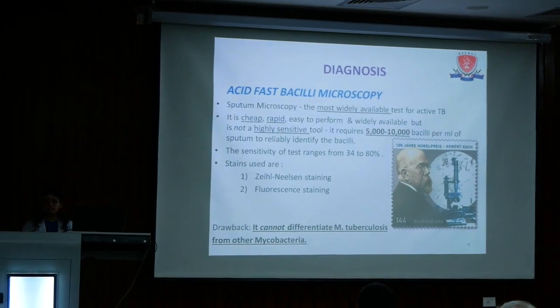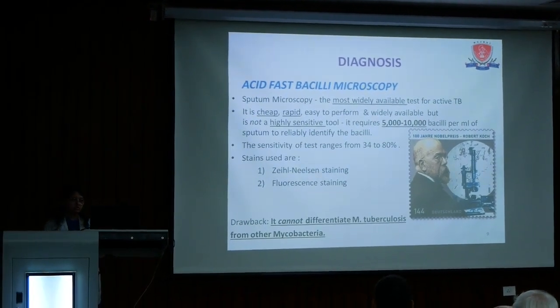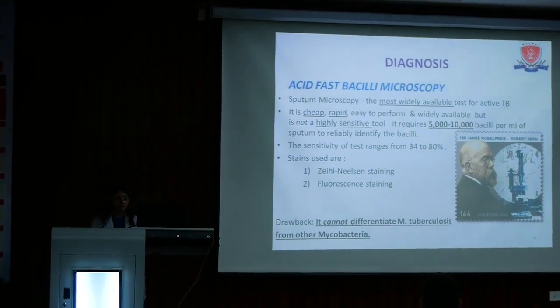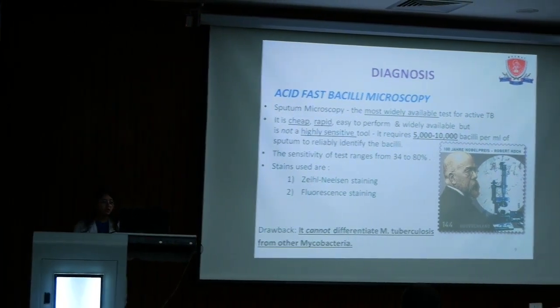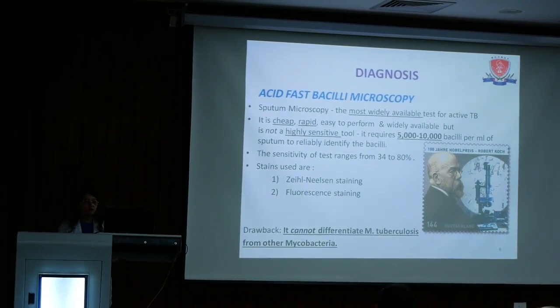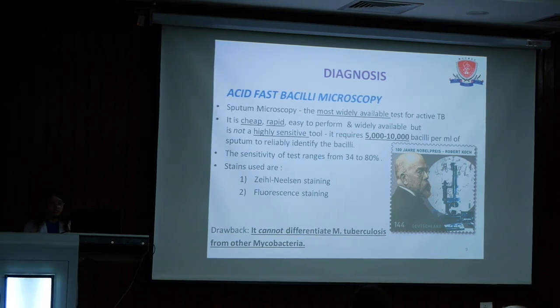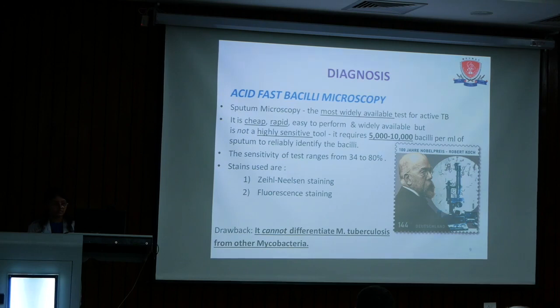Diagnosis by acid-fast bacilli microscopy. Sputum microscopy is the most widely available test for active tuberculosis. It is cheap, rapid, easy to perform, and widely available. But it is not a highly sensitive tool because it requires 5,000 to 10,000 bacilli per ml of the sputum to reliably identify the bacilli. The sensitivity of the test ranges from 34 to 80%.